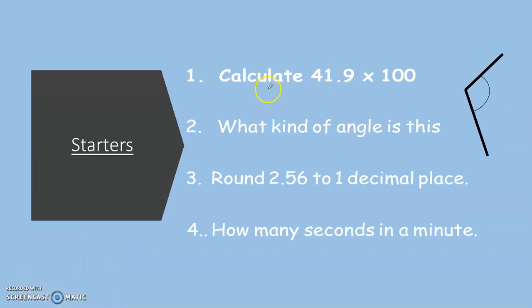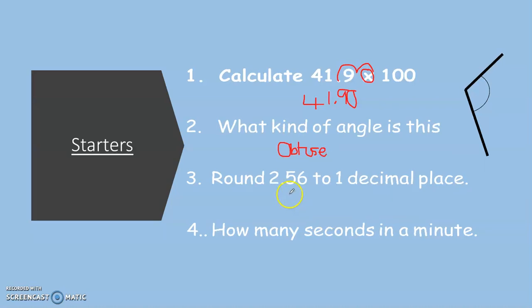Okay, so for question 1, you were to multiply 41.9 by 100. So if we have a decimal and we're multiplying by 100, we pick our decimal place up and we bring it forward 2 places. In this gap here, we replace it with a 0. So our answer is 41.90. Okay. Question number 2, what type of angle is this? It is an obtuse angle. If you have a look at it, it's bigger than 90 degrees, but it's less than a straight line, so that means it must be an obtuse angle.